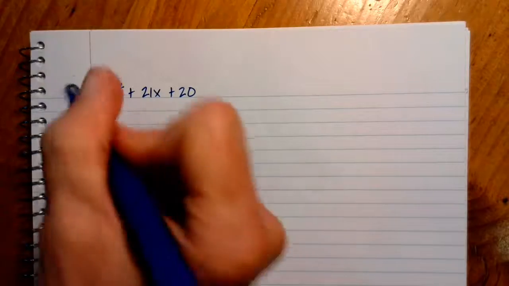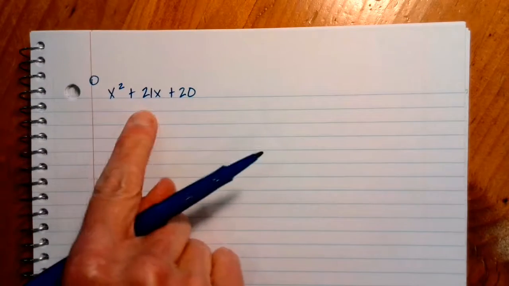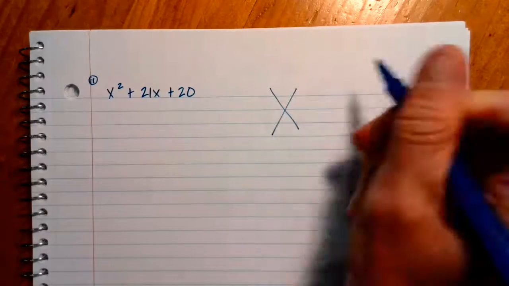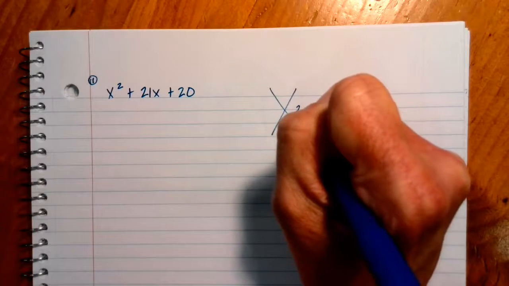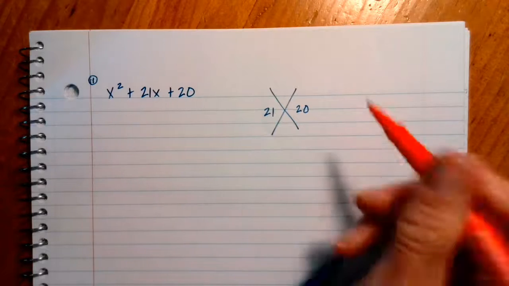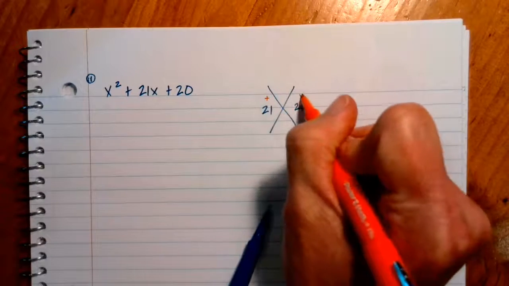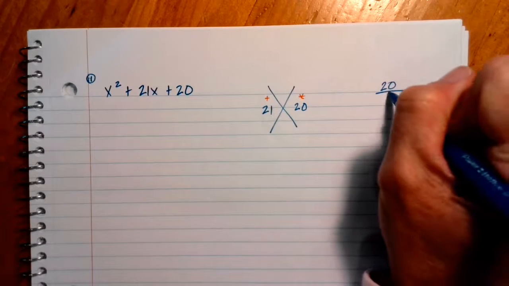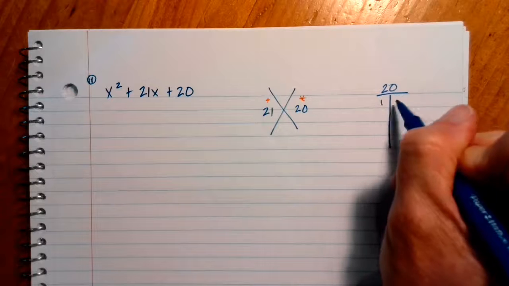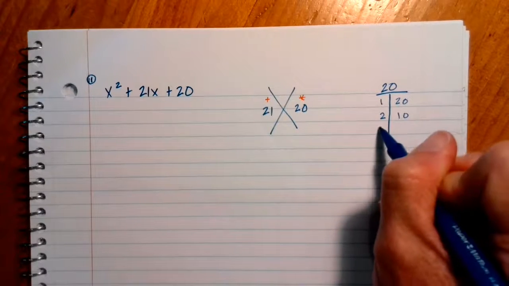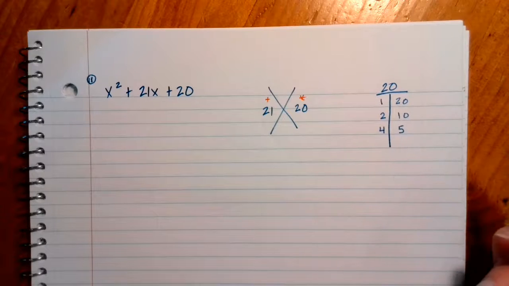All right, so here's example number 1, x squared plus 21x plus 20. So I'm going to go ahead and look at my number puzzle. I'm looking for factors of 20 that add to 21. So remember, this is our sum and this is our product. If I want to think about 20, I'll go ahead and draw my factor table. I know 1 goes in 20 times, 2 goes in 10 times, 4 goes in 5 times.